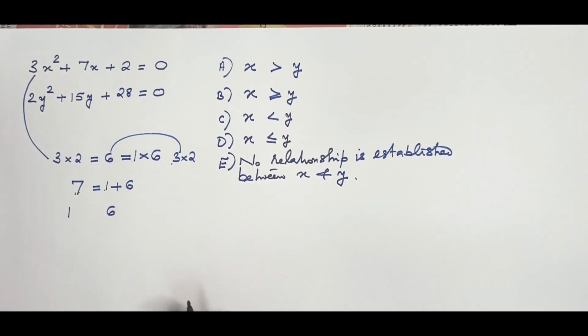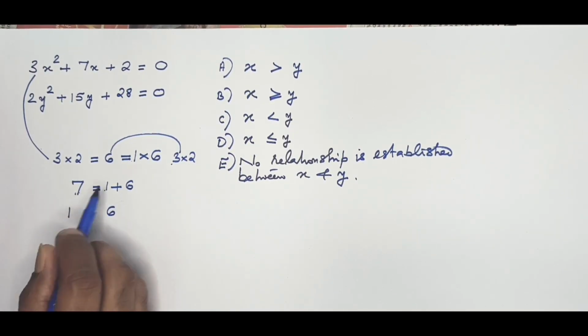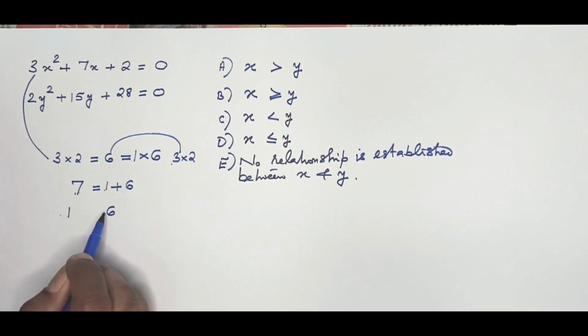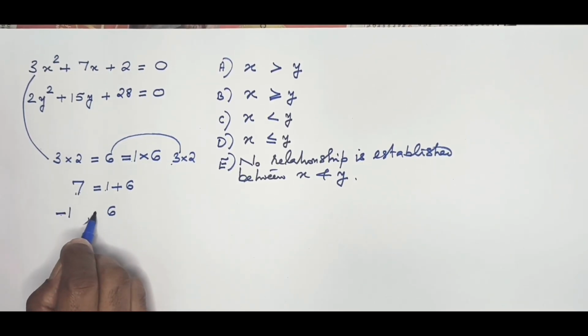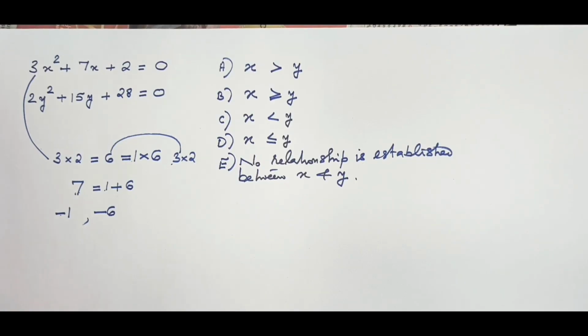This is the first step. Then you will see here both are plus, plus 1 and plus 6. In the next step, you will change the sign plus into minus and minus into plus. Since both are plus, both will be negative now. That is the second step.